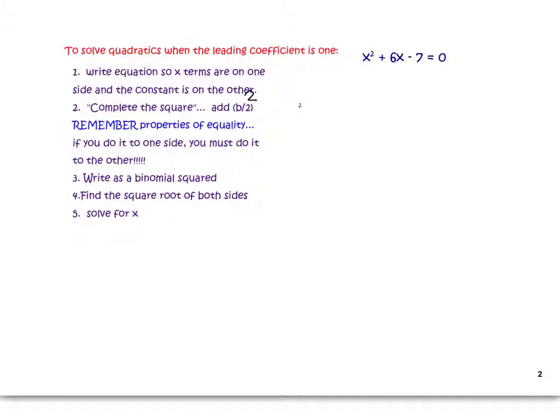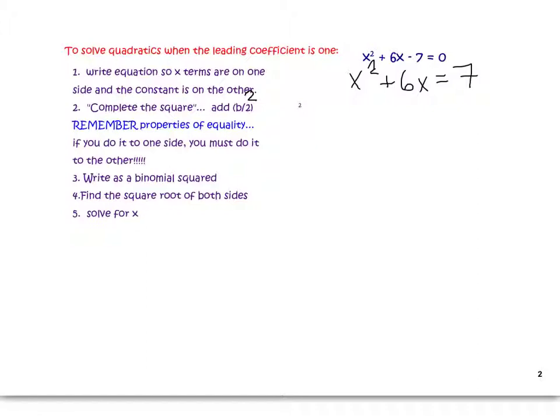Okay, so first step, write the equation so x terms are on one side and constant on the other. This means that we keep our x squared plus 6x on one side, and we're going to add 7 to both sides to get our constant on the other side. Okay, step 2, complete the square. Add b over 2 squared to both sides, because you have to do it to both sides.